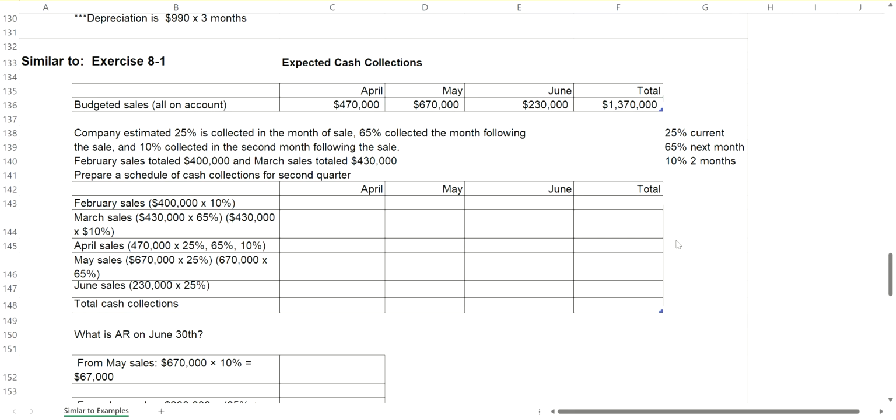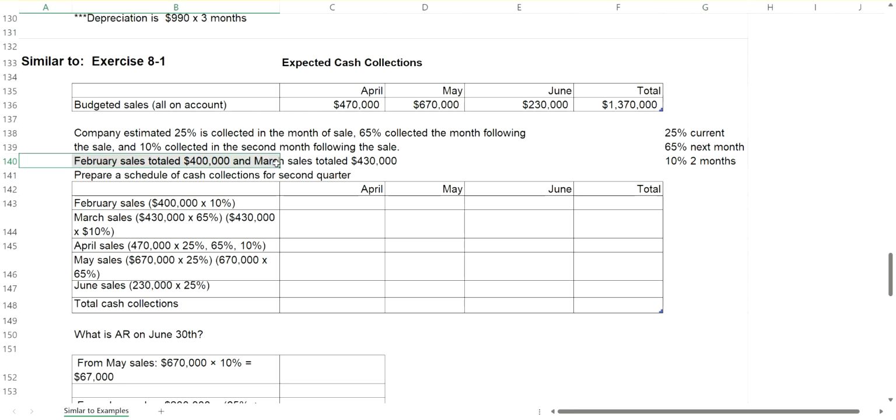Hello, this is Connie Belden, and in this video we're going to take a look at expected cash collections, but it's going to be a little trickier because I've outlined it here to the side. Let's assume that 25% is collected in cash in the month of sale, 65% is collected the month after the sale, 10% is collected 2 months after the sale.